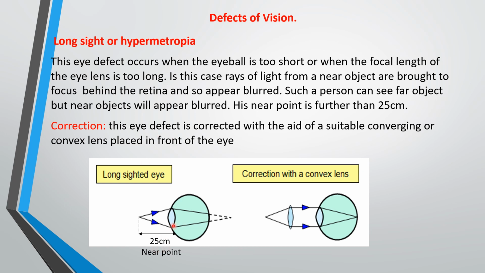So how do you correct this defect? You use a convex lens or a converging lens. Okay, so with a converging lens, we have to bring the image of the object to the retina. Okay, so this is long-sightedness and how it can be corrected.